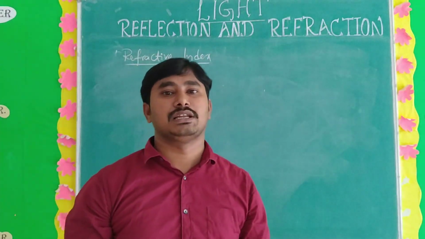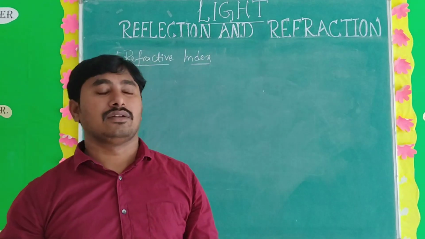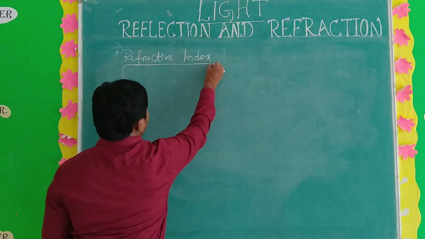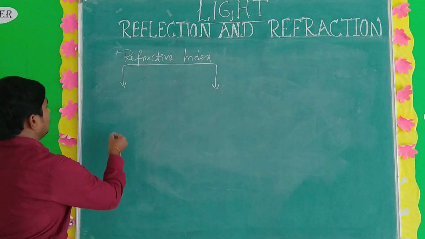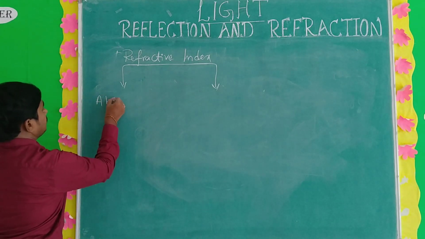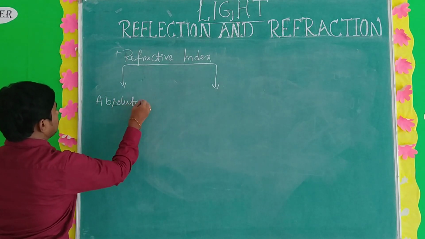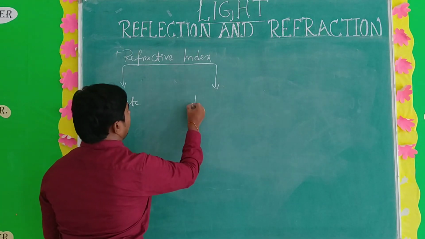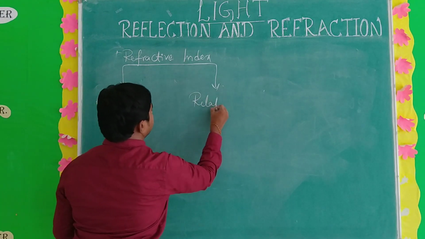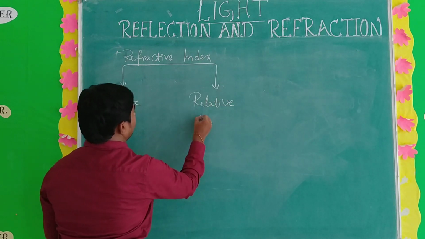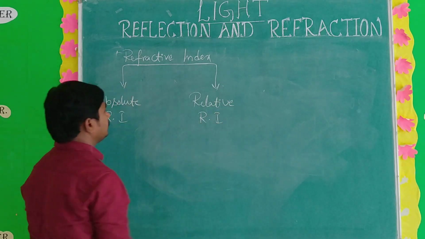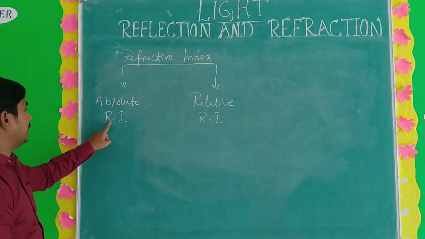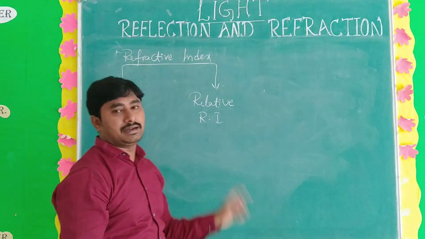In refractive index, mainly two types are there. What is the first type? One is absolute refractive index, and the second one is relative refractive index. So how many types of refractive index? Mainly two types: absolute refractive index and relative refractive index.